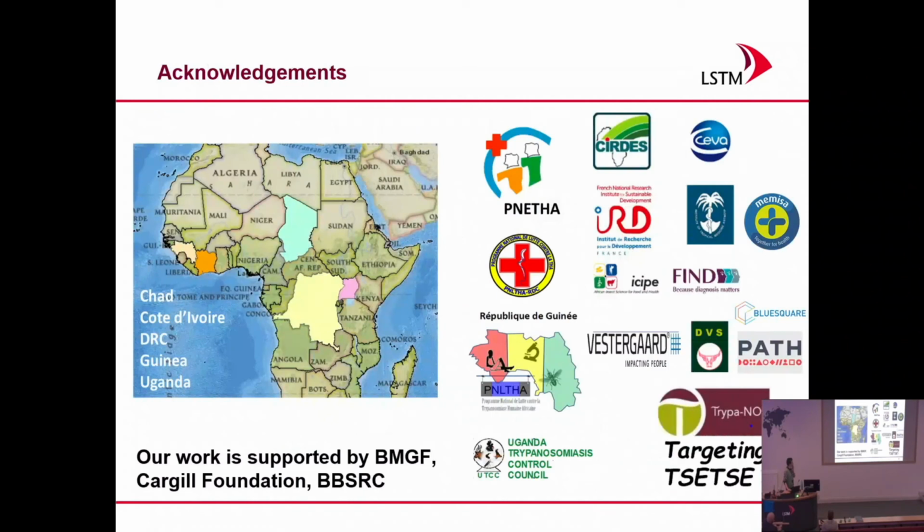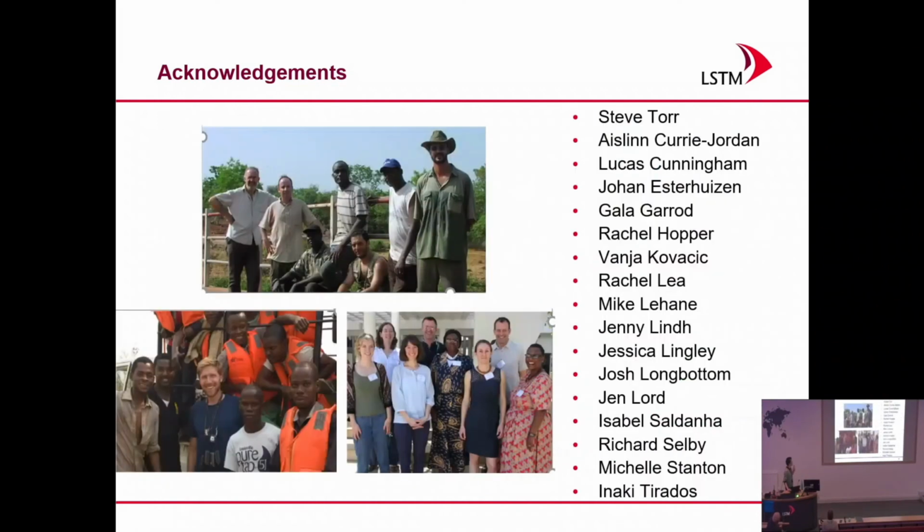So there's a lot of partners to thank. National control programs in Chad, Ivory Coast, DRC, Guinea, Uganda. Lots of partners in terms of academic partners, IRD, CIRDES, ITM, operational partners, NOMISA, PATH, Blue Square, FIND, and of course funding from the Gates Foundation, Cargill Foundation, and BBSRC, and also the tsetse group here at Liverpool, past and present, all hopefully listed there. Sorry, Sophie. Sophie Dunkley should also be on the list. So it's thanks to these people that all of this work has been possible. So, thank you.